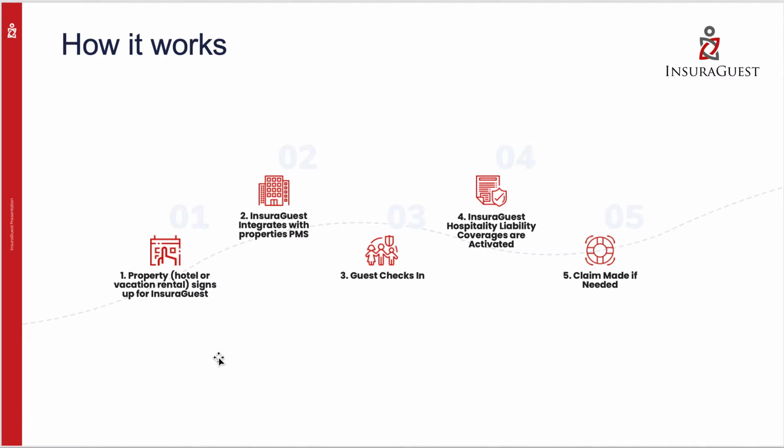and when we deliver it to the guest at the time of check-in, we like to see a separate line item on the folio that says InsuraGuest Hospitality Liability Coverages for $4.95. The reason we like to see that, instead of bundled into the resort fee or the amenity fee, anything like that, is it helps us stand out and create that safety between the hotel and the guest.